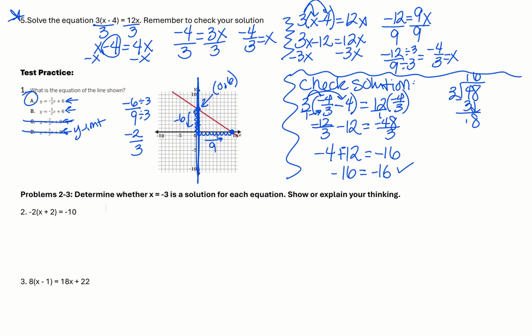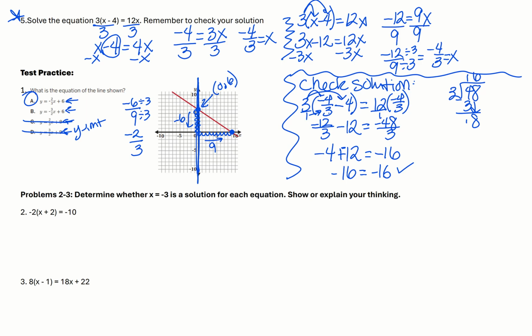All right, 2 more. I'm going to go over this problem in 2 ways. It says problems 2 and 3, determine whether x equals negative 3 is a solution for each equation. Show or explain your thinking. I'm going to show you 2 ways you can do this. Way number 1 is just to solve them.